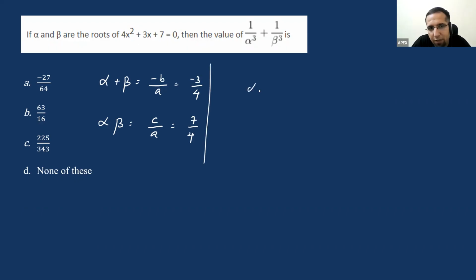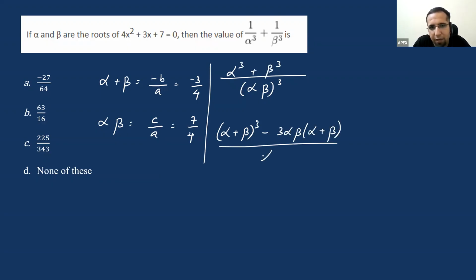Now, if you look at it this way, this can be written as alpha beta whole cube divided by, the numerator will be alpha cube plus beta cube. Now, alpha cube plus beta cube is nothing but alpha plus beta whole cube minus 3 alpha beta into alpha plus beta, divided by alpha beta whole cube. So people who know quadratic, you replace this here, you should have definitely got this answer.